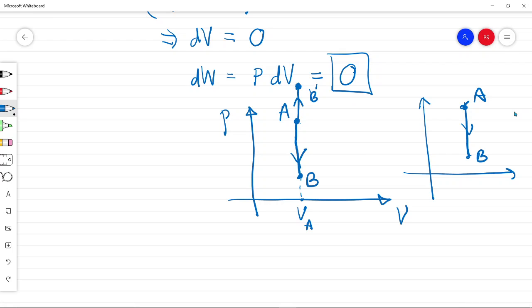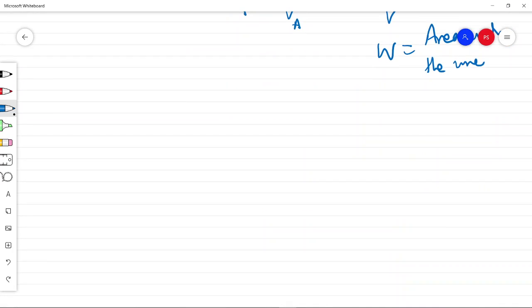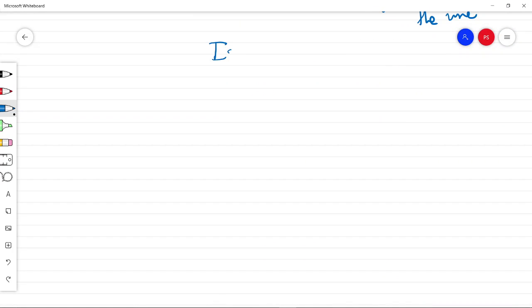And this can be readily seen, since work done is the area under the curve on a PV diagram. We can see that the area under this curve is 0. So this curve does not have any area lying under it, and obviously the work done is 0. So this is for the isochoric process. Similarly, for the isobaric process, which is the process at constant pressure.